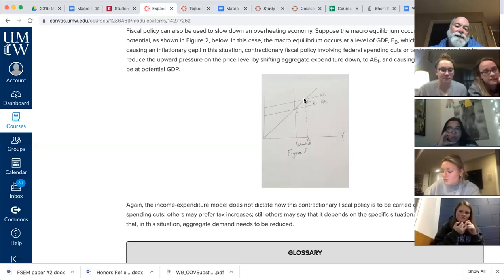But there's a problem there. The problem is we started off at potential real GDP. What that means is we're on our production possibilities curve. We're producing our maximum output. We can't produce any more because we don't have any unemployed workers or unemployed resources. So producing more is not possible. What is possible? What's the only thing that businesses can do in this situation?